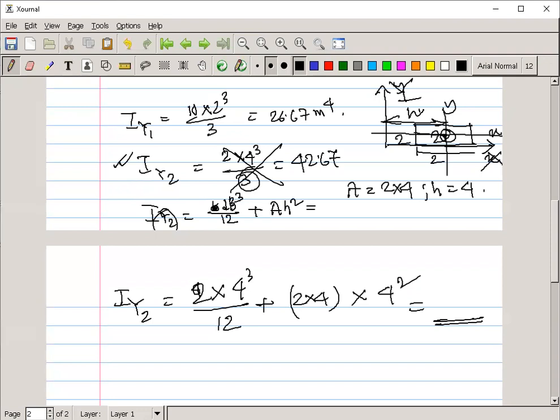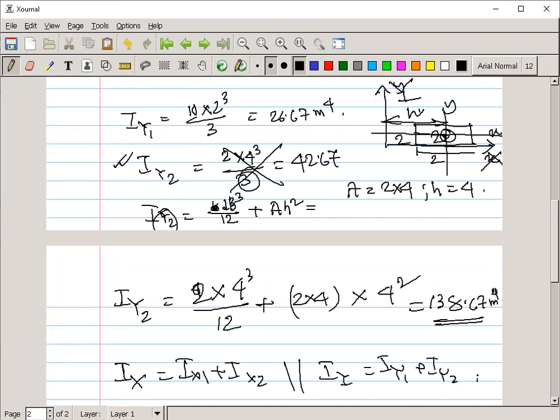So please tell me the answer for this. 138.67, sir. Okay. So finally we have to write that I of x is nothing but I of x1 plus I of x2, and similarly I of y is nothing but I of y1 plus I of y2. Okay, very simple. If anyone has any confusion regarding the last-time problem, I think now it is clear.